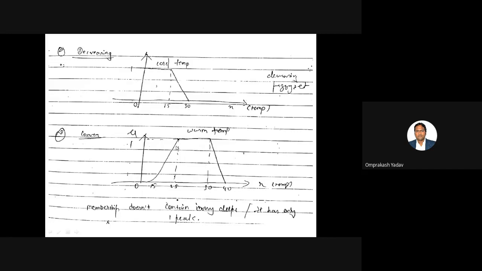Okay. So this is basically a trapezoidal shape. One thing you will have to remember, there should not be any dip. For example, it should not be a wave kind of thing. So the membership doesn't contain any dip. It has only one peak. So remember, for a convex fuzzy set, there has to be only one peak. There should not be any dip.